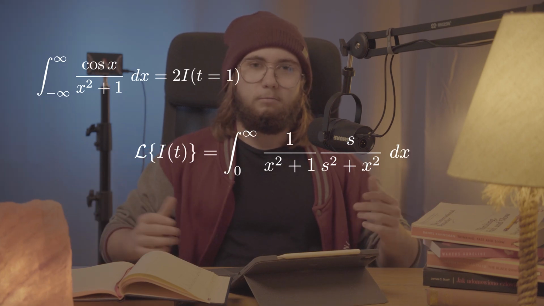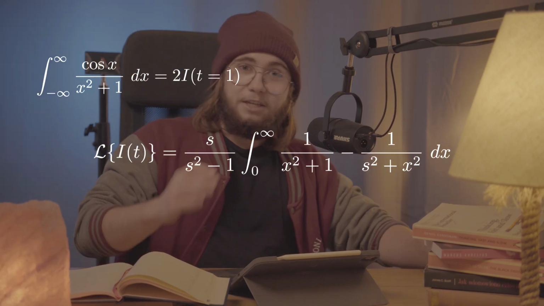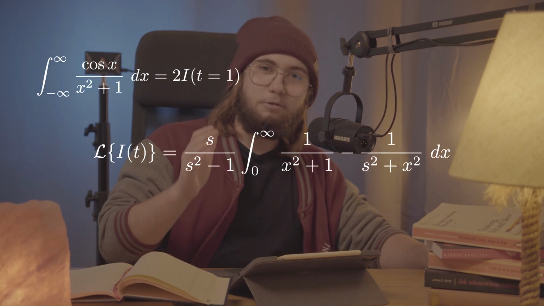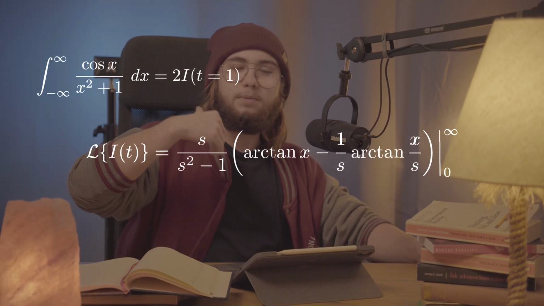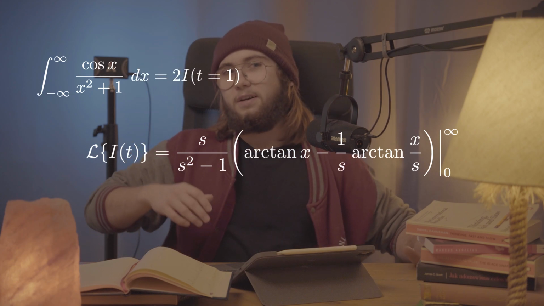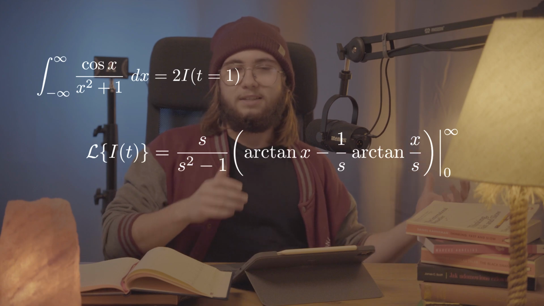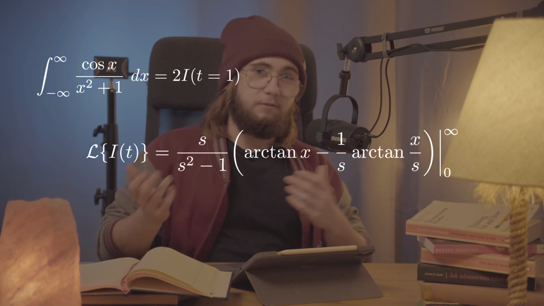And well, it is still quite messy, but I can use partial fractions to deal with it, and I will do it right now, but because it's boring as hell, I'm gonna just skip it and give you the answer right now. You can verify it for yourself if you want. And you know what? The nice thing is that I can just integrate this thing right now. I'm gonna get that the Laplace transform of my integral function I of t is equal to s over s squared minus 1 times those two arctangents in the bounds of 0 and infinity.